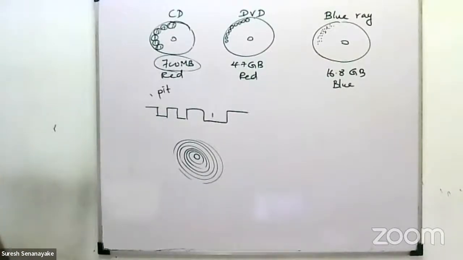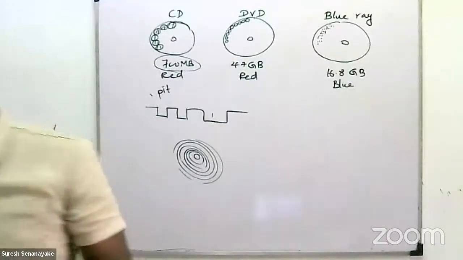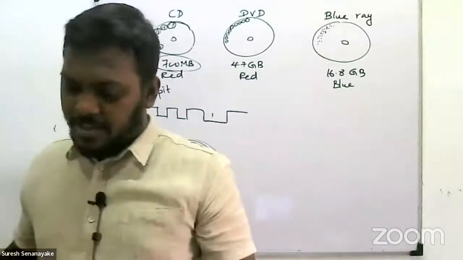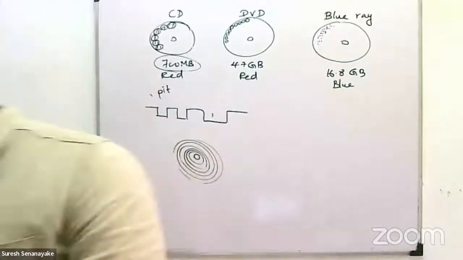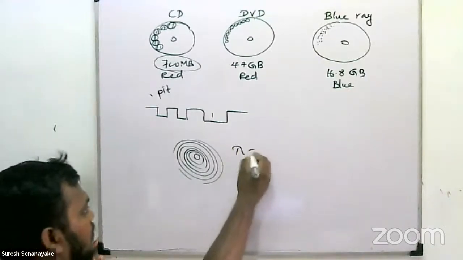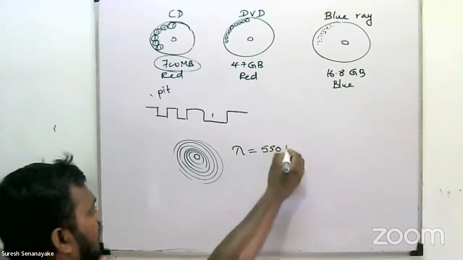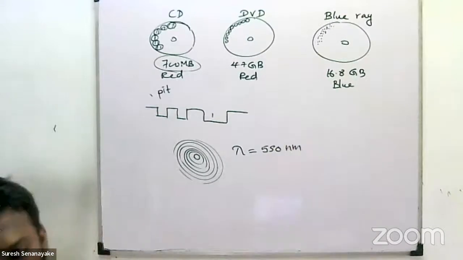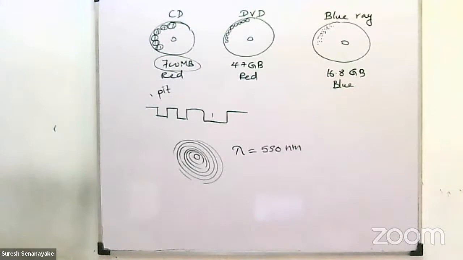Okay, write example first. Consider a helium neon laser that emits at wavelength lambda equals 550 nanometer.